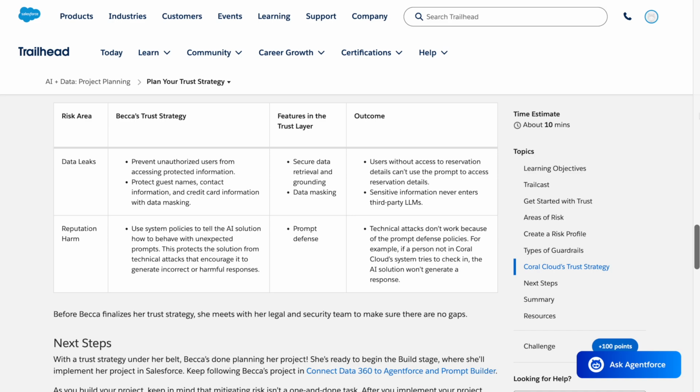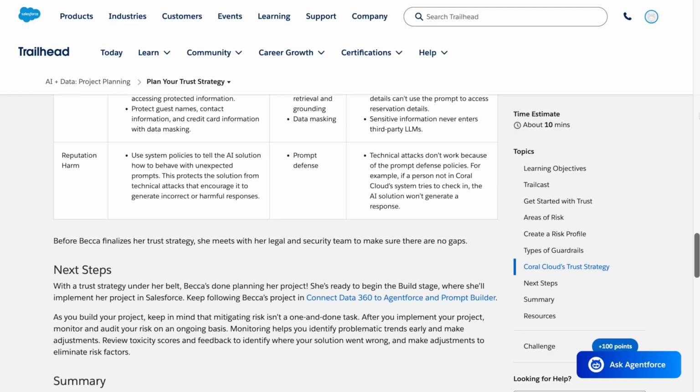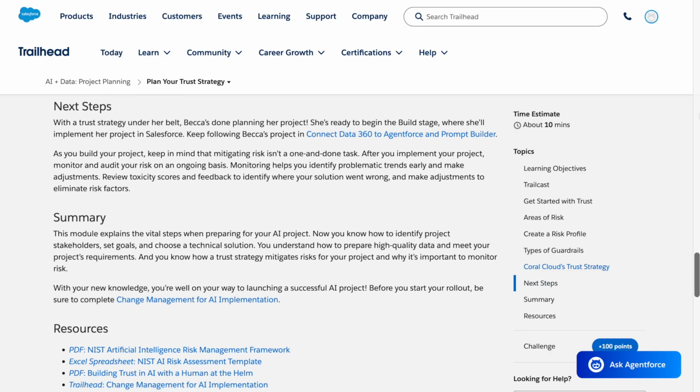Before Becca finalizes her trust strategy, she meets with her legal and security team to make sure there are no gaps. Next steps. With a trust strategy under her belt, Becca's done planning her project. She's ready to begin the build stage, where she'll implement her project in Salesforce. Keep following Becca's project and connect Data 360 to Agentforce and Prompt Builder.